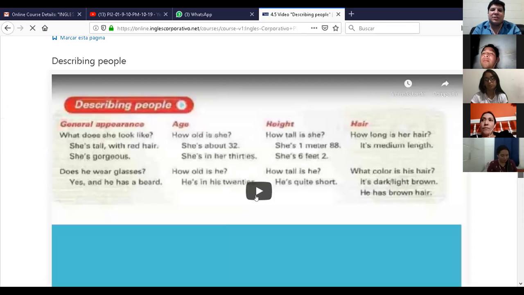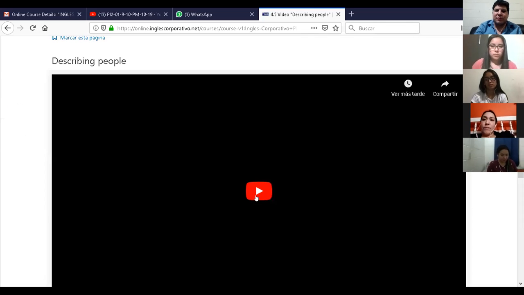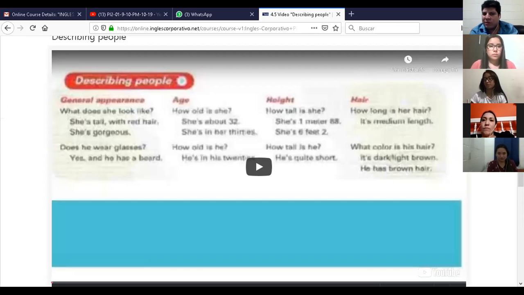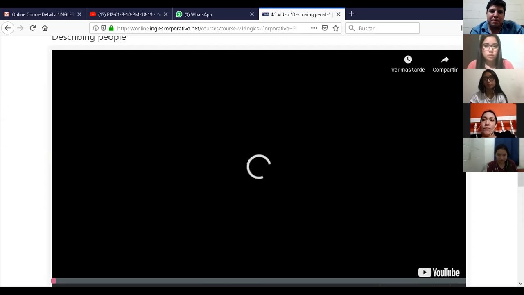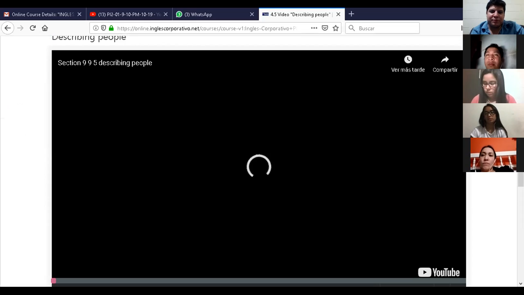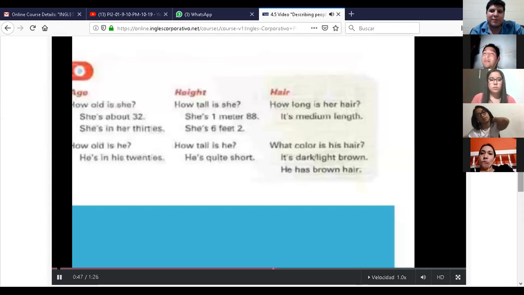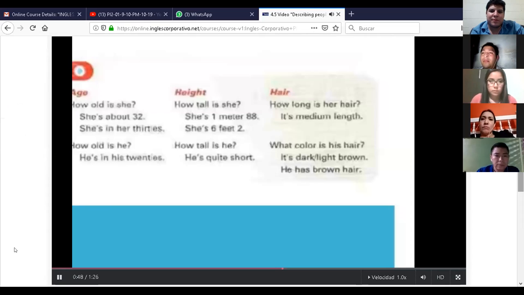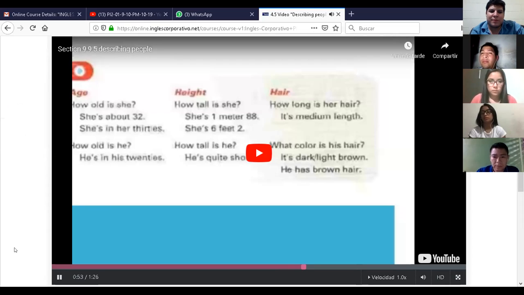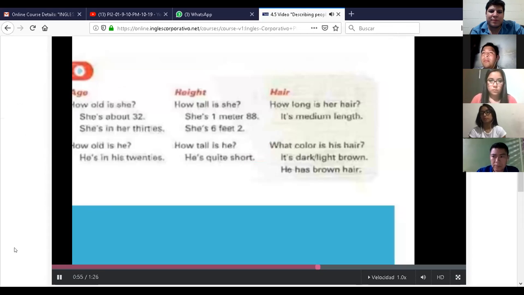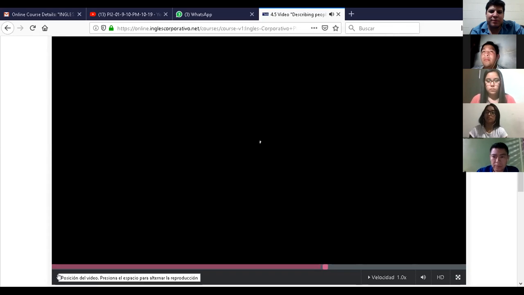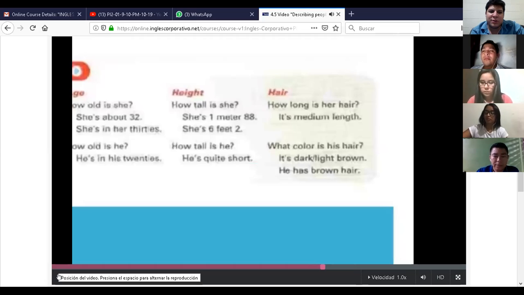All right. So, here, I'm going to play this one. Well, let's do it with me. Can you read? No. No? All right. Let me try to get something better then. It's missing a little focus. Yes. How tall is she? She's 1.88 meters. She's 6'2". How tall is he? He's quite short. Hair. Just one moment. Today, the internet has not helped.